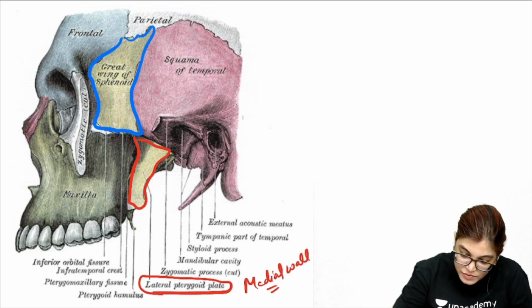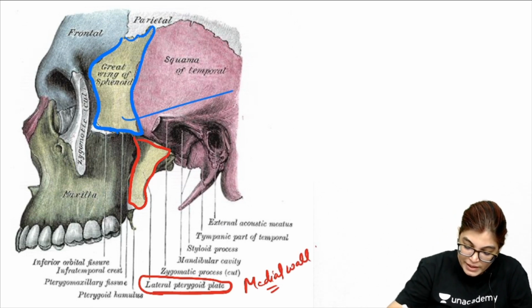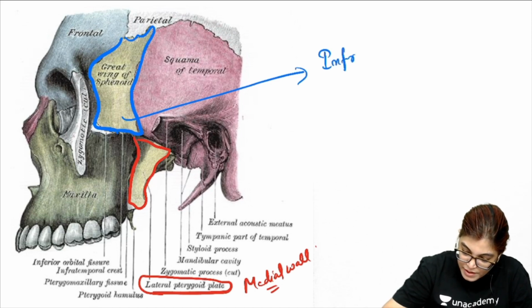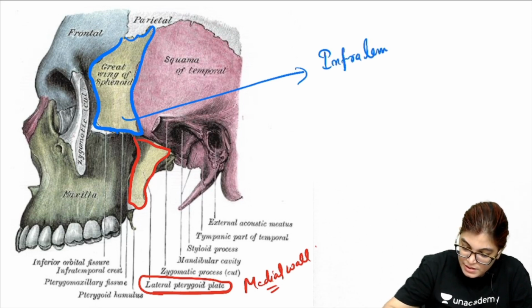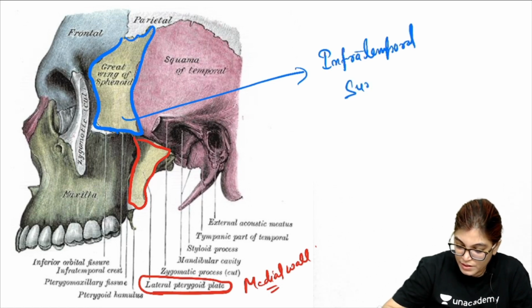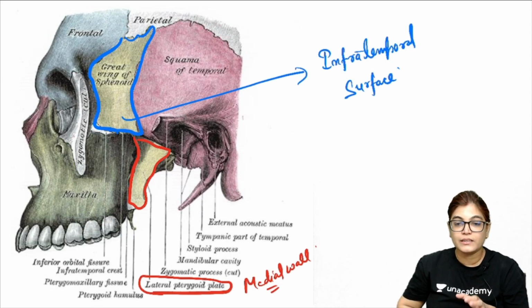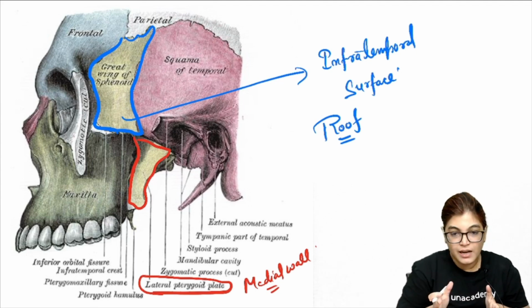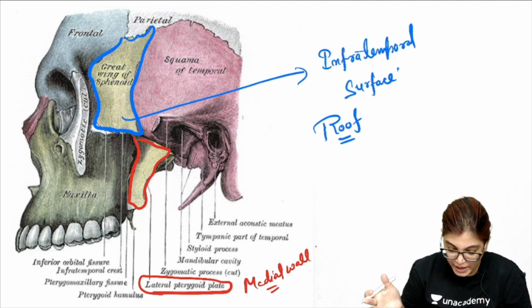The greater wing of sphenoid is shown, and its infratemporal surface is forming the roof. So in this diagram the roof and the medial wall are clearly shown, and we have already seen the base is open. Let me just explain it. I will write also, don't worry.